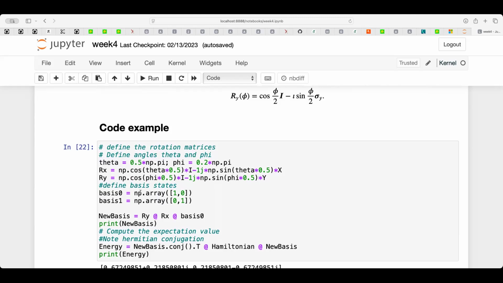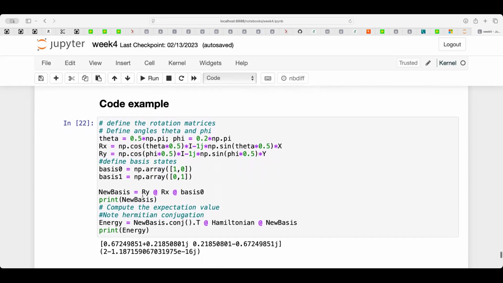And then I set up my basis states. This is the 1, 0, the 0, 1. The new basis is just the product of these operations. So at time t0, I perform an x rotation, time t1, a y rotation. And now I have a new basis, which is a linear combination of 0 and 1. And ideally, that is something which looks like my solution of the diagonalization, but I don't have the coefficients.